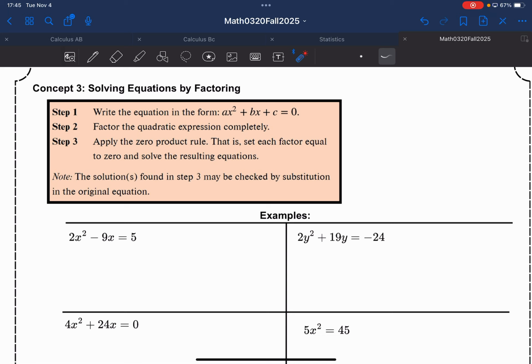So the next concept is solving equations by factoring. Now they're going to give us an entire equation. We're going to have to use what we learned in the previous notes to factor. And once we have those factors, we're going to set each of them equal to 0, just like we were doing in the first part.